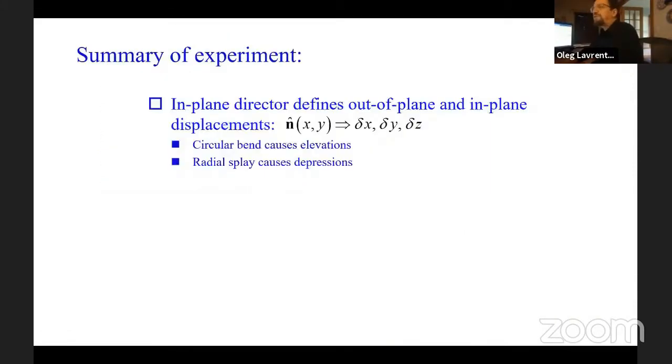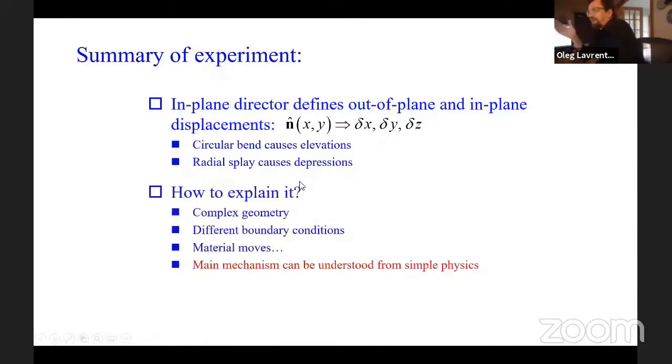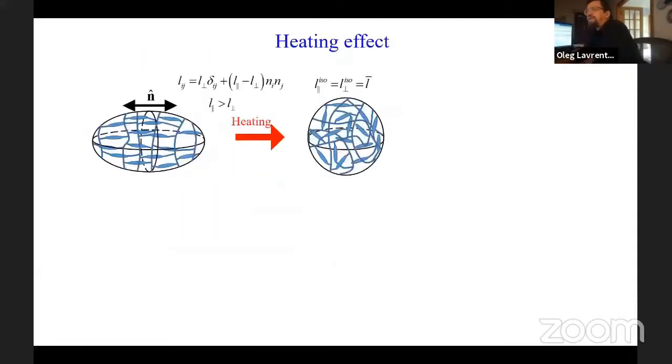So the question is, what is the physics? Why do we have this dramatic difference that shows itself in either elevations or depressions of the coating? It looks like it's very difficult to explain the physics because the geometry is complex. We have different boundary conditions at the bottom of the coating, and at the top, the material moves, but it turns out that in fact the physics is relatively simple.